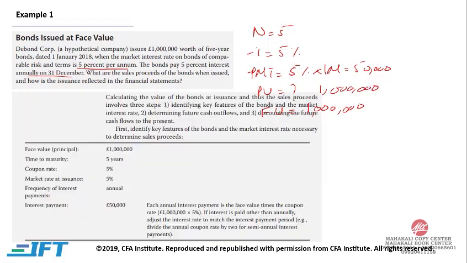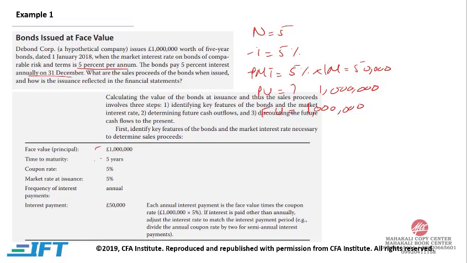million. Now, calculating the value of the bond at issuance and thus the sale proceeds involves 3 steps: identify key features of the bond and the market interest rate, determine future cash flows, and discount the cash flows to the present. First, we identify the key features of the bond and the market interest rate necessary to determine sales proceeds.